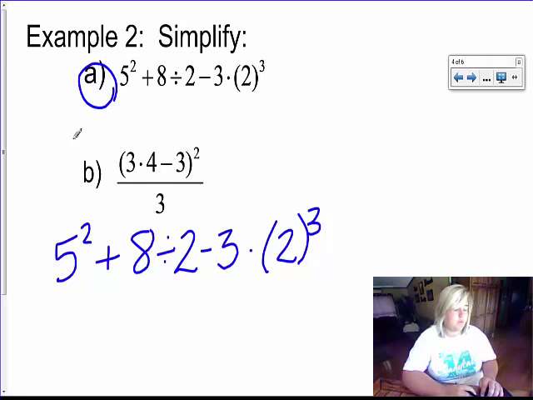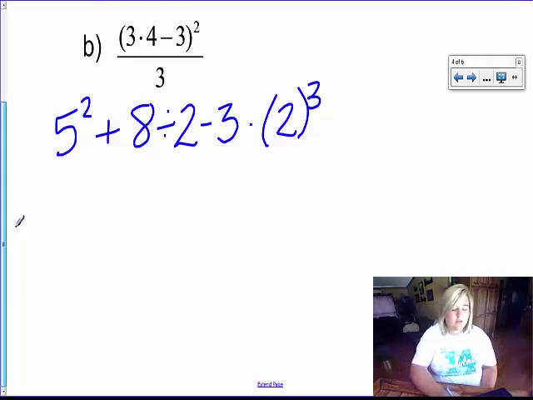Now, notice that I've rewritten the problem even though it's right here. Every time we have a math problem, we should rewrite it. I'm not saying you need to rewrite every word problem, but if it's something that we're just simplifying, we need to write it on our paper. So bring it on down, and we have to follow our order of operations, which is our PEMDAS.